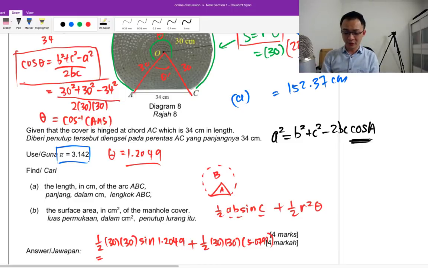Okay, then I will type whatever I have into a calculator. So sine 1.2049 plus 5.0791. So I will get the answer 2705.81 centimeter square. Okay.